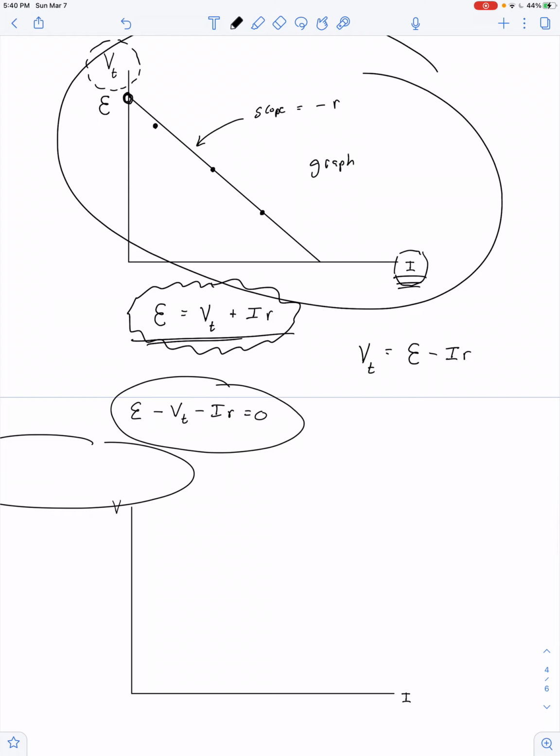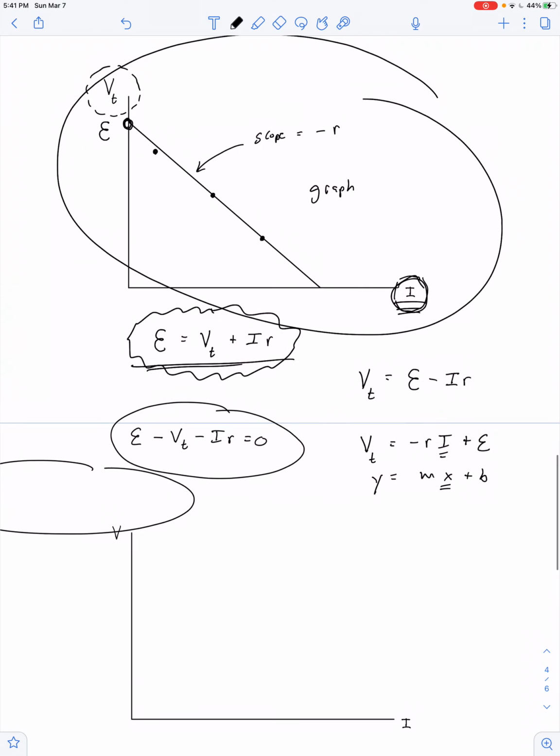Or maybe I'll say it just a little bit differently. Say V terminal is equal to negative R i plus EMF. Now this looks like y equals mx plus b. What did we graph on the x-axis? The current. What's the y-intercept? The ideal voltage. What's the slope of the graph? The negative of the internal resistance.